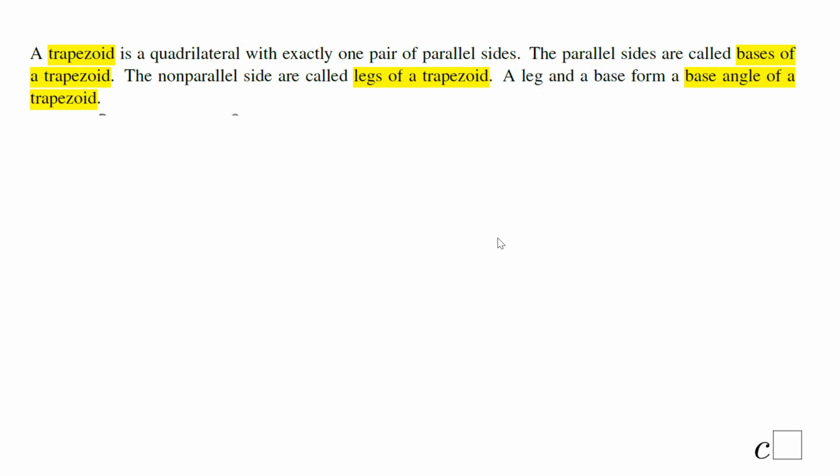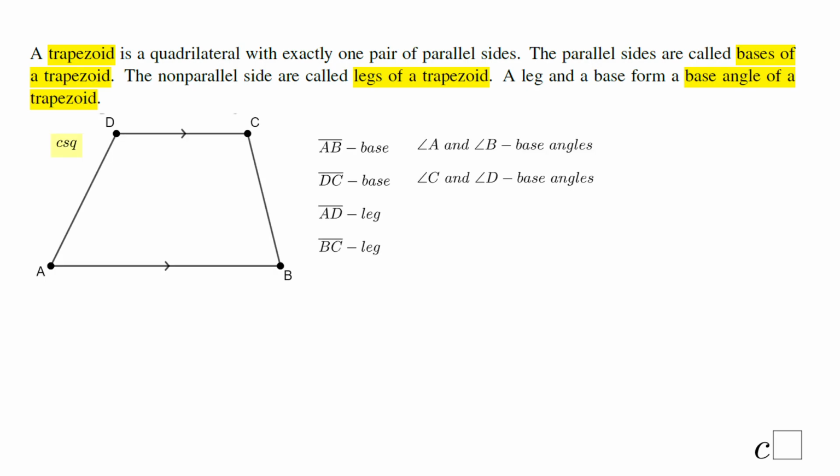In this lesson, we'll talk about trapezoids. And first of all, let's take a look. This is the definition of a trapezoid. It is a quadrilateral, so a four-sided polygon, with exactly one pair of parallel sides. You can see it right here.